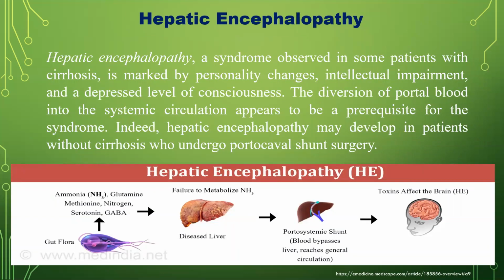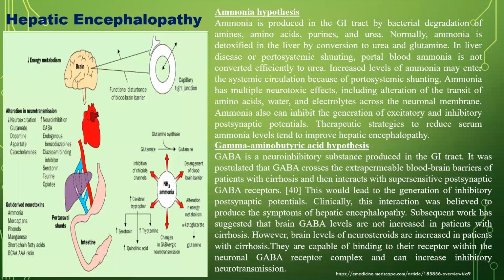Hepatic encephalopathy syndrome observed in some patients with cirrhosis is marked by personality changes, intellectual impairment, and depressed level of consciousness. The diversion of portal blood into the systemic circulation appears to be a prerequisite for the syndrome. Indeed, hepatic encephalopathy may develop in patients without cirrhosis who undergo portocaval shunt surgery.